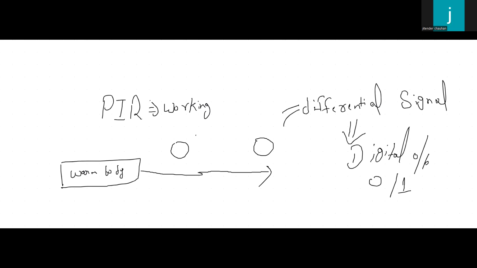As a person moves across the detection area, the infrared radiation levels change across both slots and create a differential signal. Then the sensor continuously detects these changes and maintains a high output signal as long as the differential changes persist.